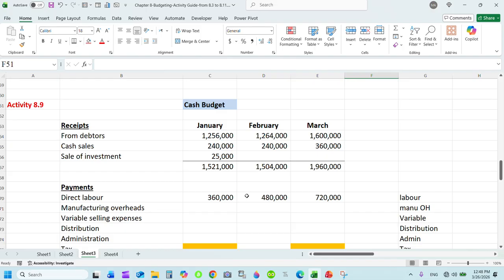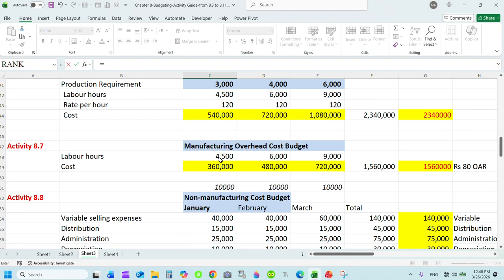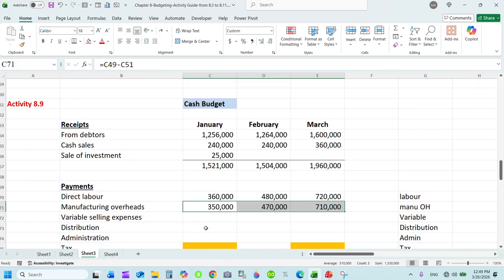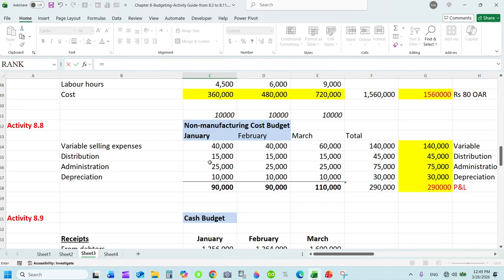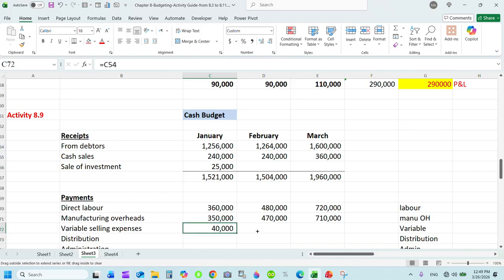So accordingly, this is total manufacturing overhead cost, which includes depreciation for this month. So accordingly, I take 350,000. So it should be 350, 470, 710. Then variable selling expenses. Variable selling expense we computed, we can drag it here like this.